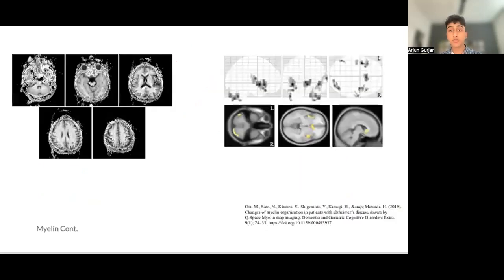Let's move on to MRI imaging studies that suggest the role of myelin in Alzheimer's pathology. The figure on the left shows a healthy, non-Alzheimer's pathological brain, and the figure on the right shows the comparison between Alzheimer's brains and control brains, and the yellow regions show altered myelin behavior. Specifically, the regions of interest are the cingulate cortex and other cortices as well. This study was conducted using Q-space myelin mapping.